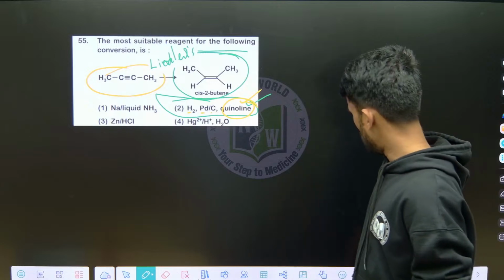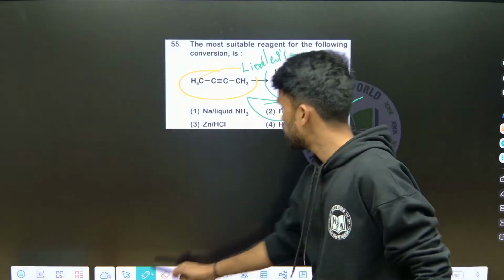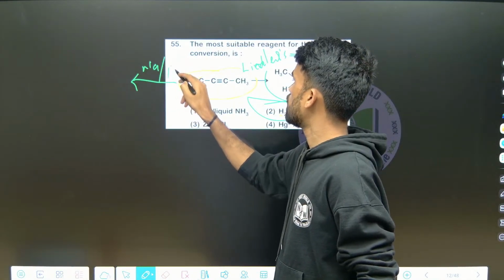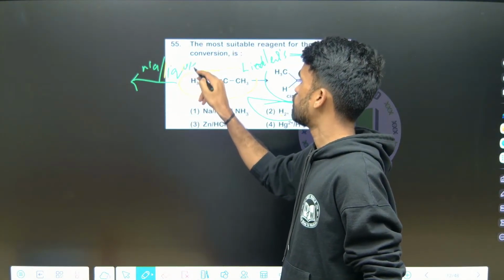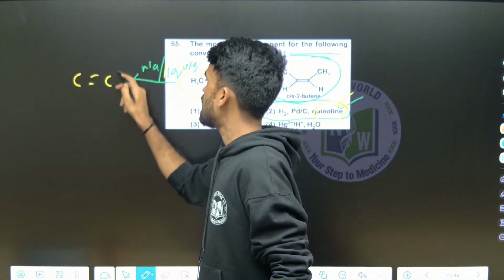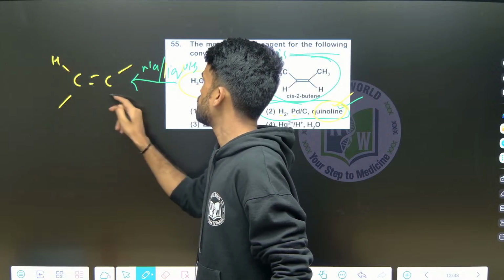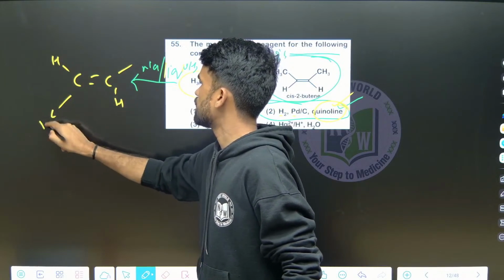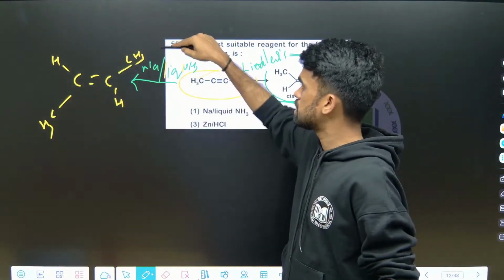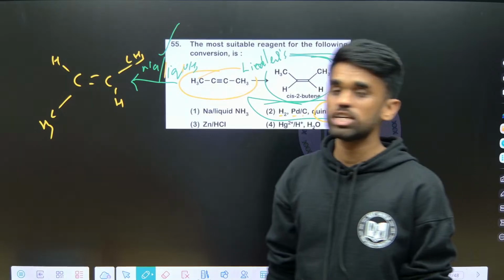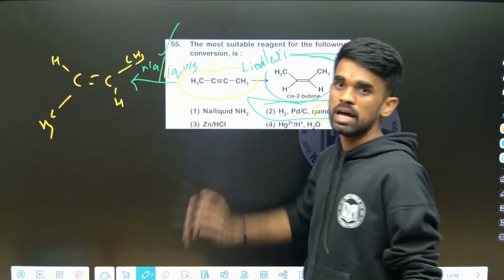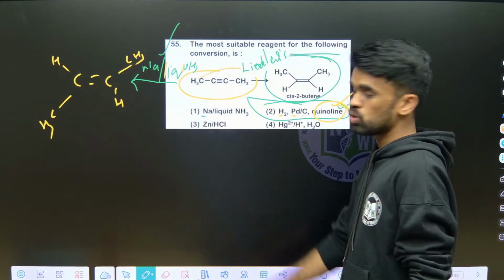Now what if we use sodium in liquid ammonia with alkynes? What happens for this reaction? When we use this, it will produce trans alkenes. The conversion of alkynes to trans alkenes is called Birch reduction, using an alkali metal in liquid ammonia. The alkali metals may be sodium, lithium, like that.